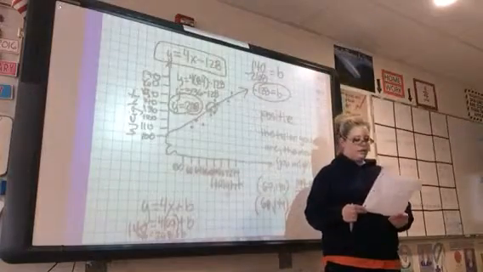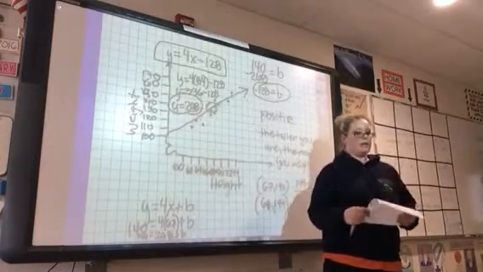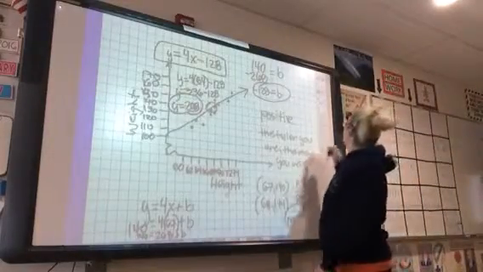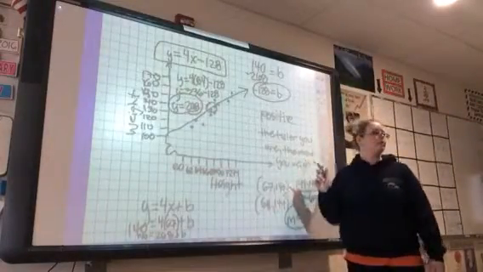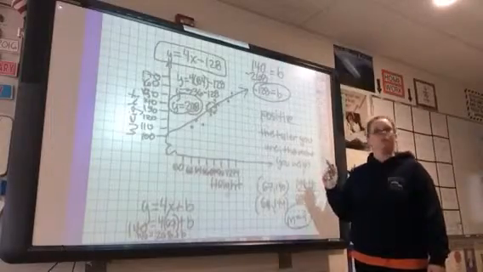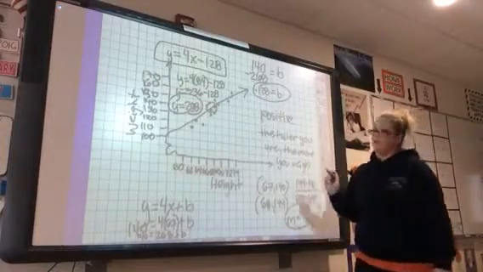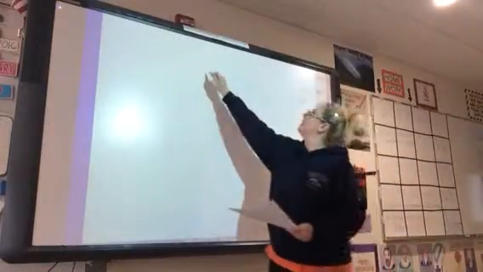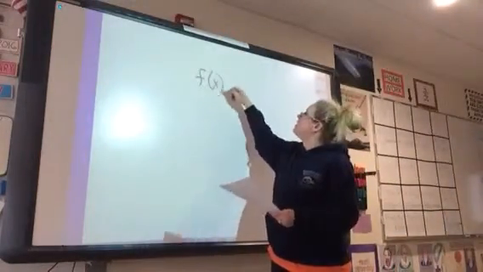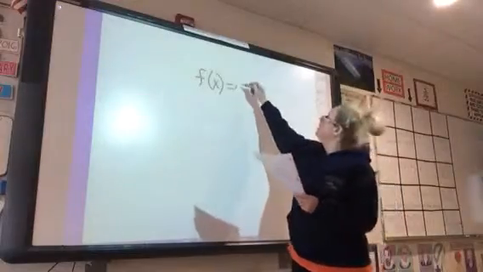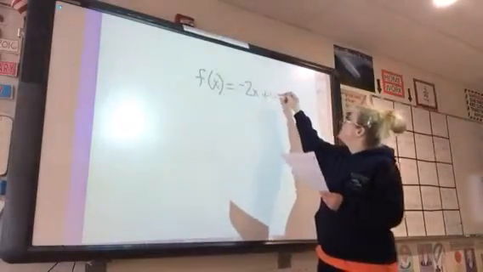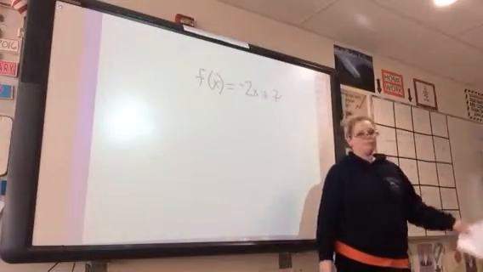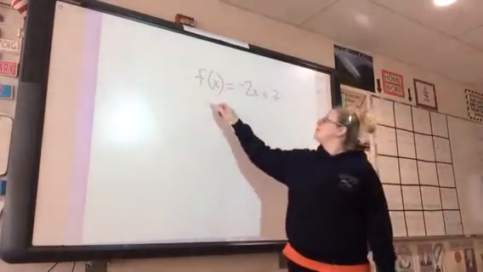Now 7, you're going to use the 4-step process. If you're finding the inverse of a function and you're given it as a function, so f of x equals -2x plus 7, what is our first step? Change f of x to y.